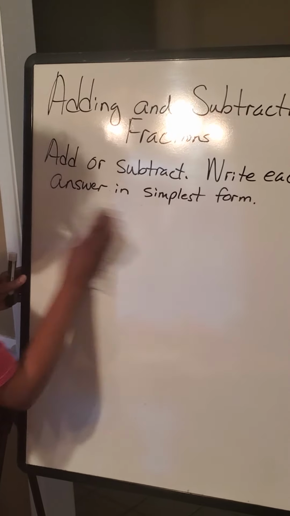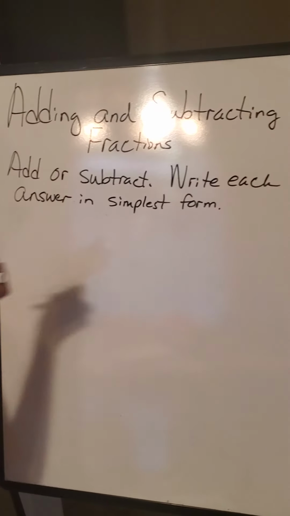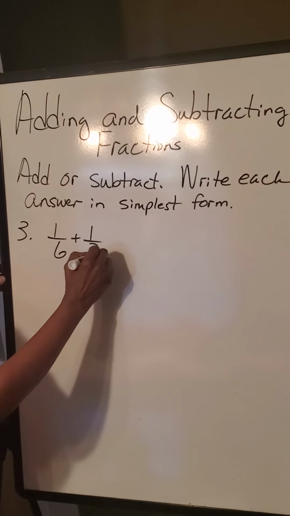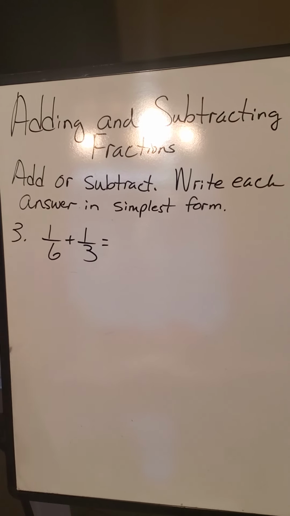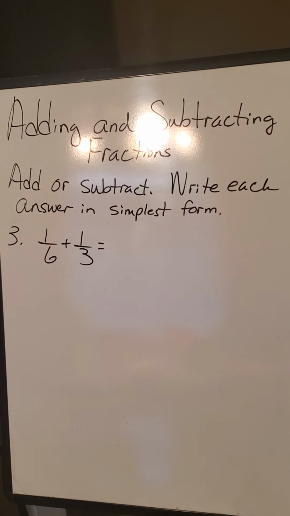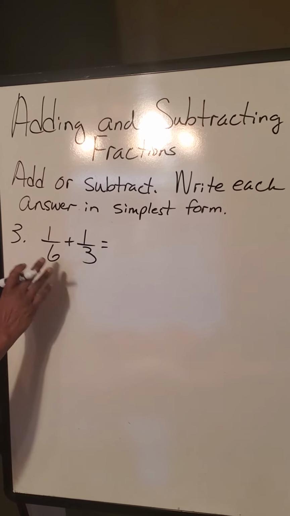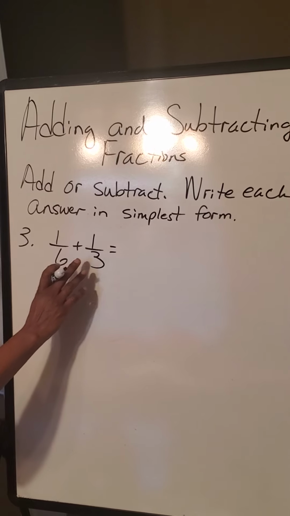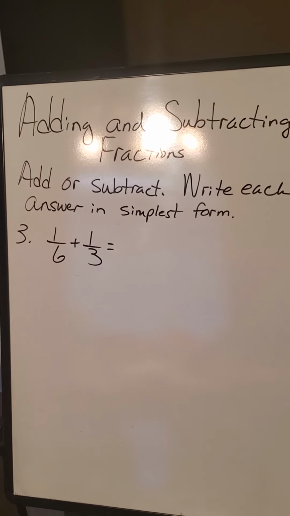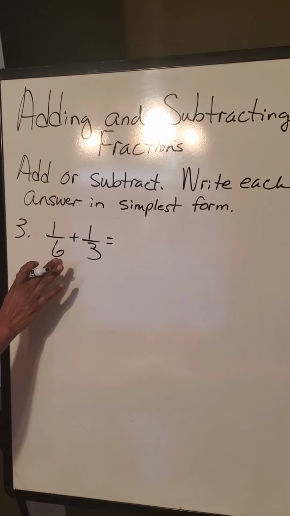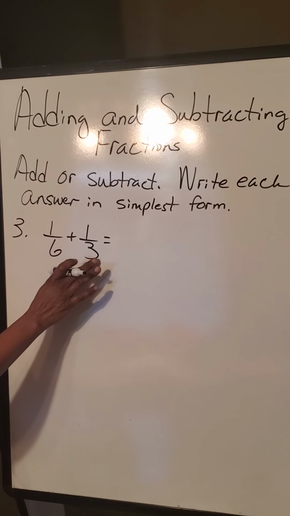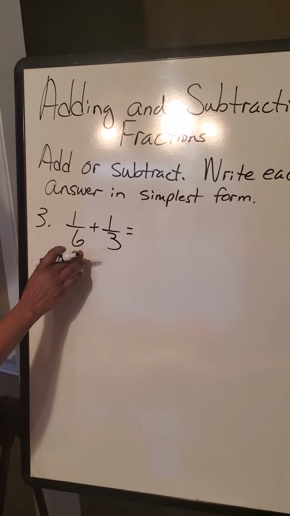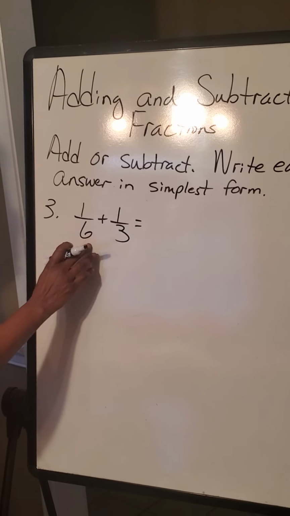Example 3. If I had 1/6 plus 1/3. Again, in order to add or subtract fractions, they have to have the same denominator. Well, 6 and 3 are not alike, so I need to find the LCD for 3 and 6. Well, look at the largest denominator and see if the smaller one will go into the larger one, and it will. So that means my least common denominator in this case is 6.